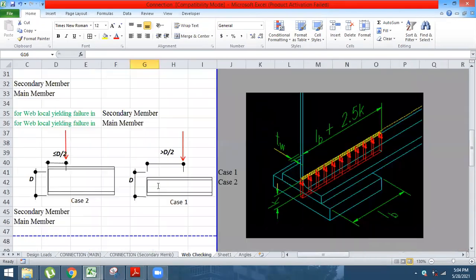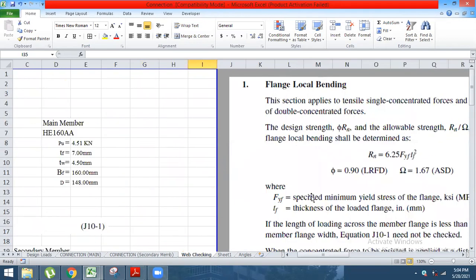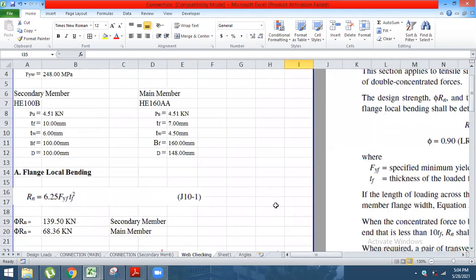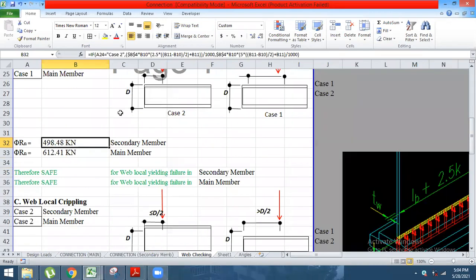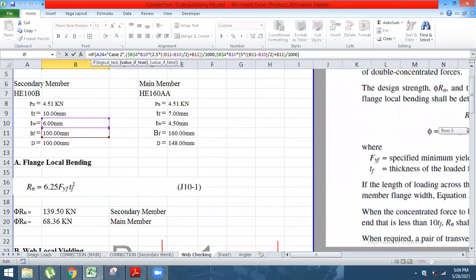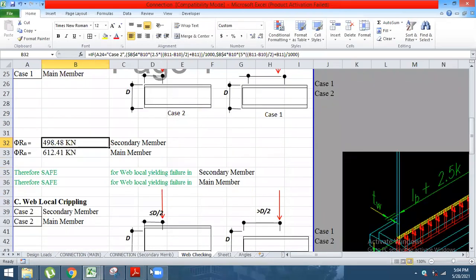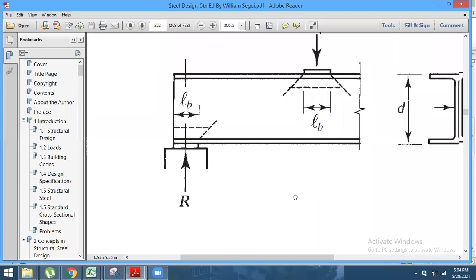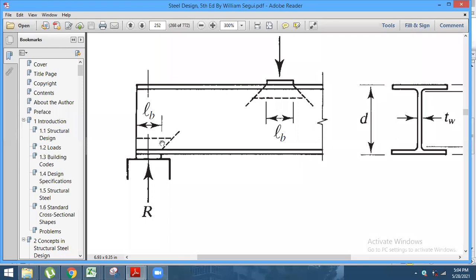So please take note ng kailangan natin consider. Thickness of the web multiplied by the LB plus the 2.5K. Okay? So, sa steel design naman, yung K, given naman siya. Okay? So, parang dito. Okay? So, yan. Sa support, LB plus 2.5K.